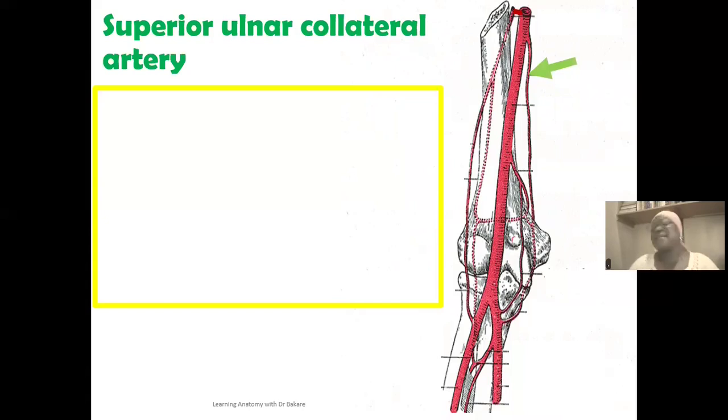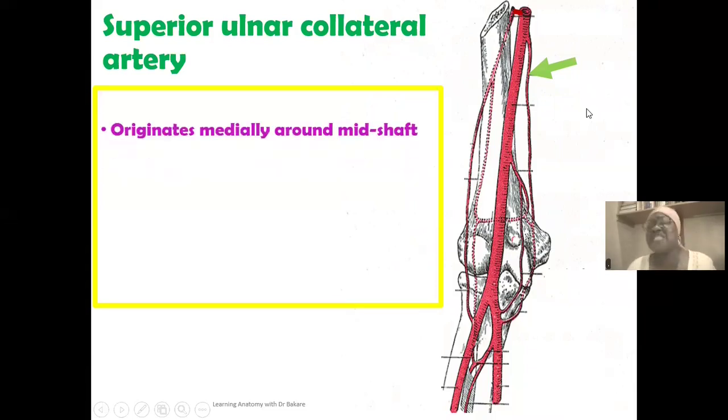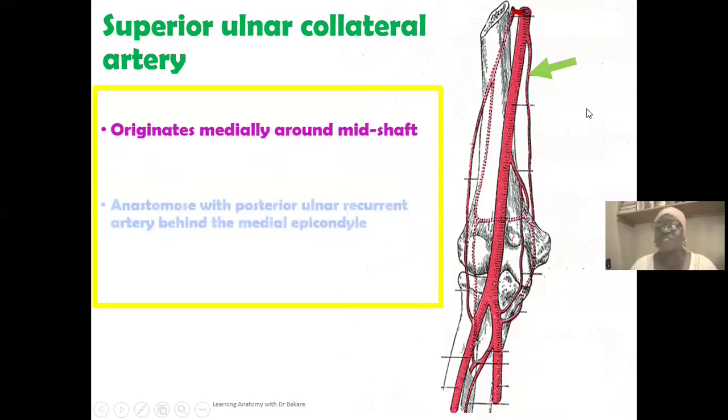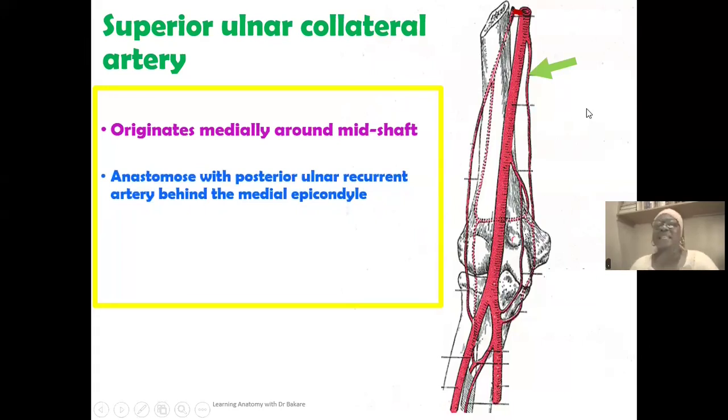Don't forget that the profunda or the deep brachial artery is a posterior emergence, so it is seen to emerge at the posterior region. Around the medial side is where we have the emergence of the superior ulnar collateral artery. This artery is seen to originate around the mid shaft region, and it creates an anastomosis with the posterior ulnar recurrent artery. So now let's see how the posterior ulnar recurrent artery emerges.